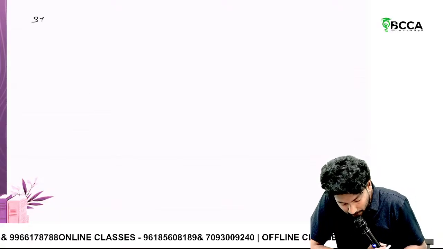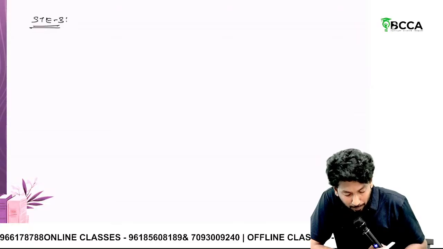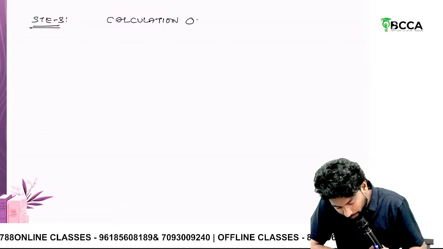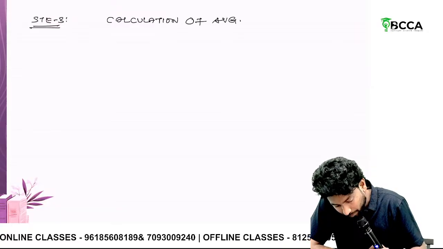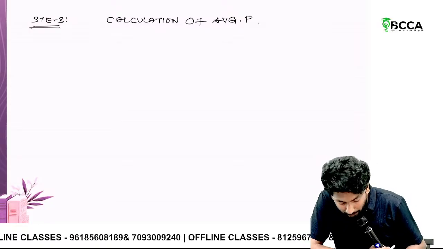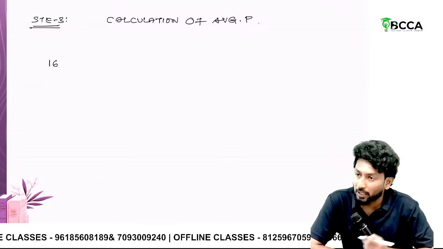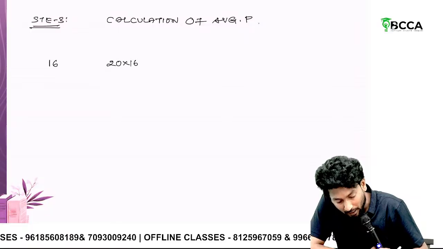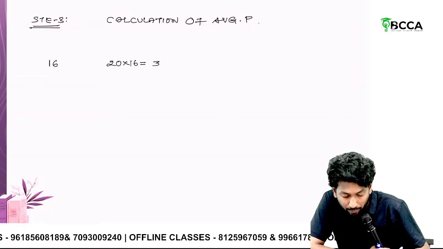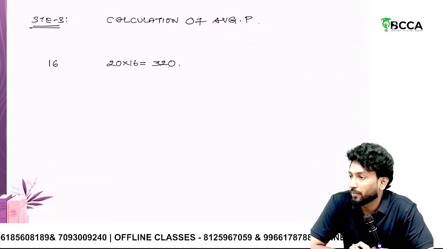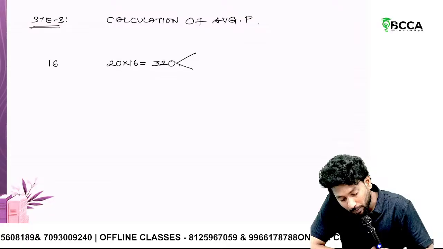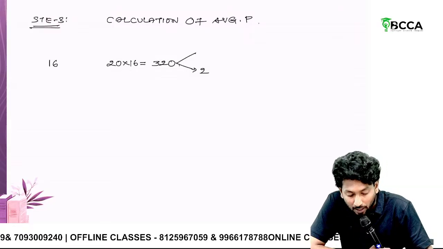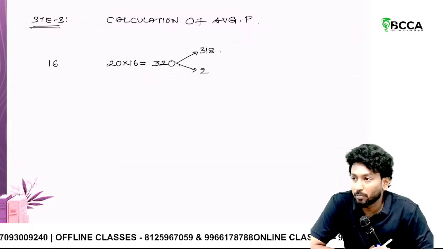See, step 3 for that particular problem: calculation of average profit. If I order 16 books for the next 20 periods, that means 20 years into 16. How many books will the manager order? 320 books, right? Out of these 320 books, how many are unsold? 2 books are unsold. That means 318 books are sold, right?